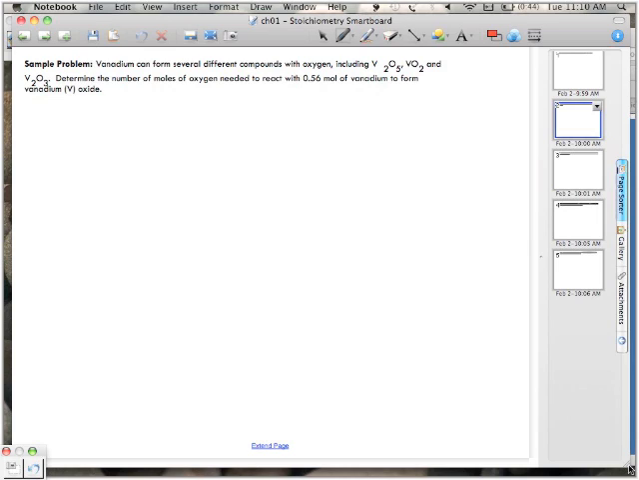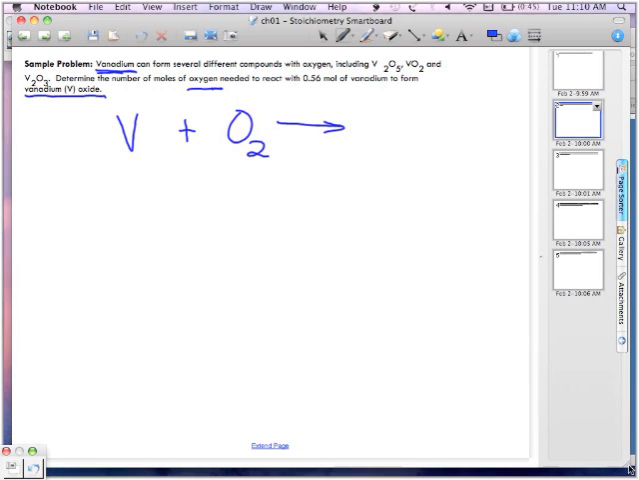So, we always want to start off with the equation. We are combining vanadium with oxygen. Vanadium is not one of the diatomics, so it's just V, plus oxygen, which is diatomic, so it's O2, to produce vanadium 5 oxide, which the formula comes out to V2O5.